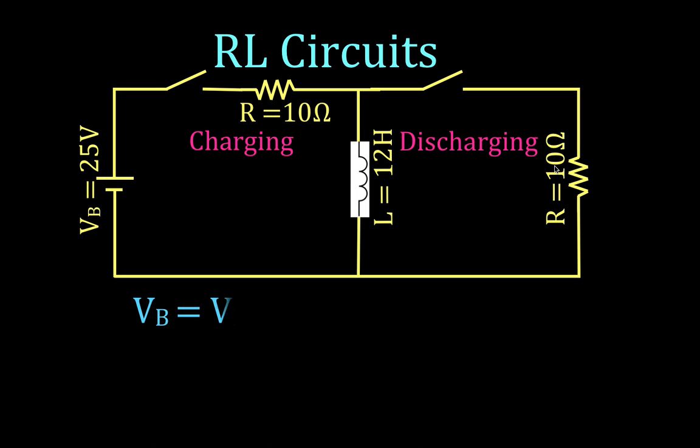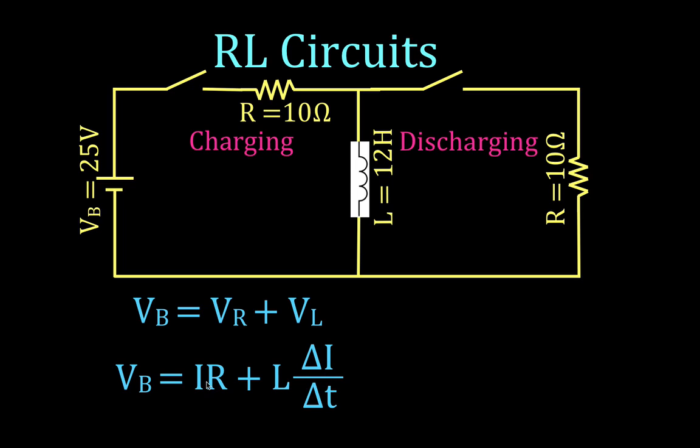Okay, now we know that at any point in time when we're charging, the voltage across the resistor plus the voltage across the inductor has to be equal to the voltage of the battery. We can rewrite that as the voltage of the battery is equal to IR, because V equals I times R is Ohm's law. And we calculate the voltage across the inductor as L, the inductance of the inductor, times the rate of change of the current.